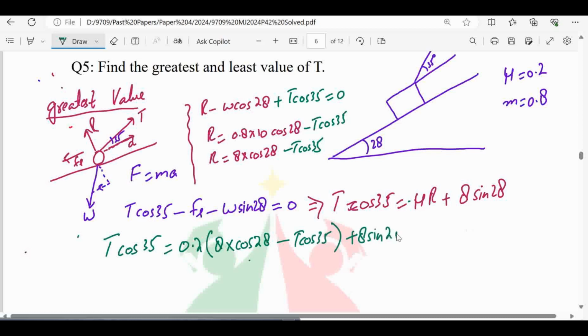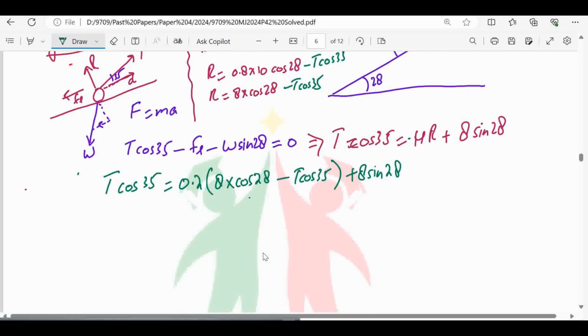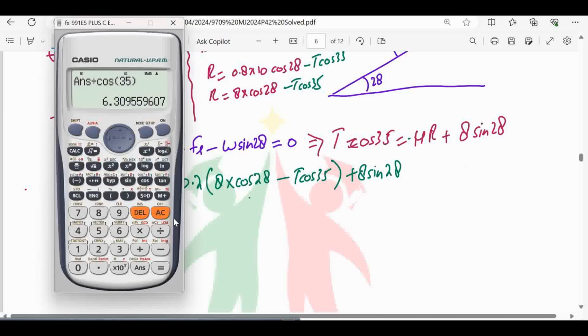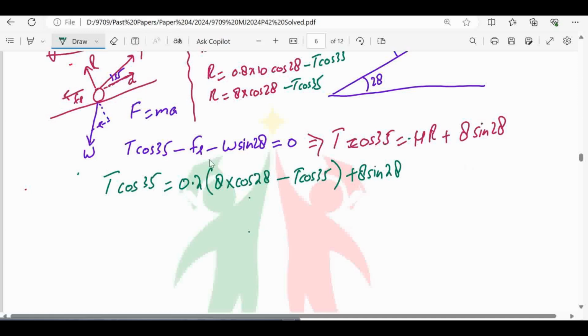Now if you simplify it further, so this will be 0.2 into 8 into cos of 28. So this will be equals to 1.41. Okay, 1.41 minus 0.2 T cos of 35 plus 8 sine of 28.